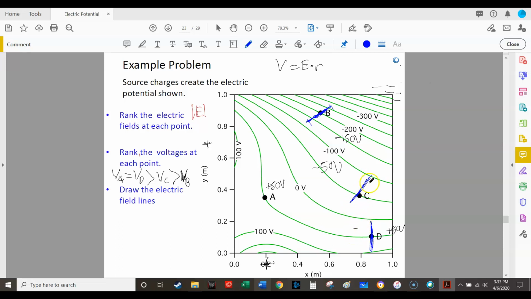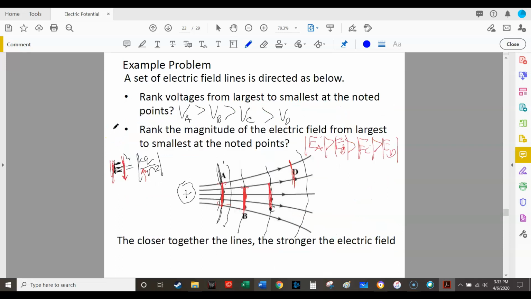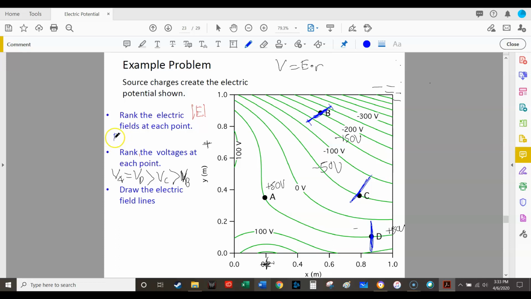So it looks like C and D might be the same thing. It's kind of hard to tell. B is definitely the strongest electric field, so I'm going to put that here. So E sub B is going to be greater than everything else. And it's looking like A, I drew that, A is going to be the weakest of all. So E sub A is going to be the weakest.